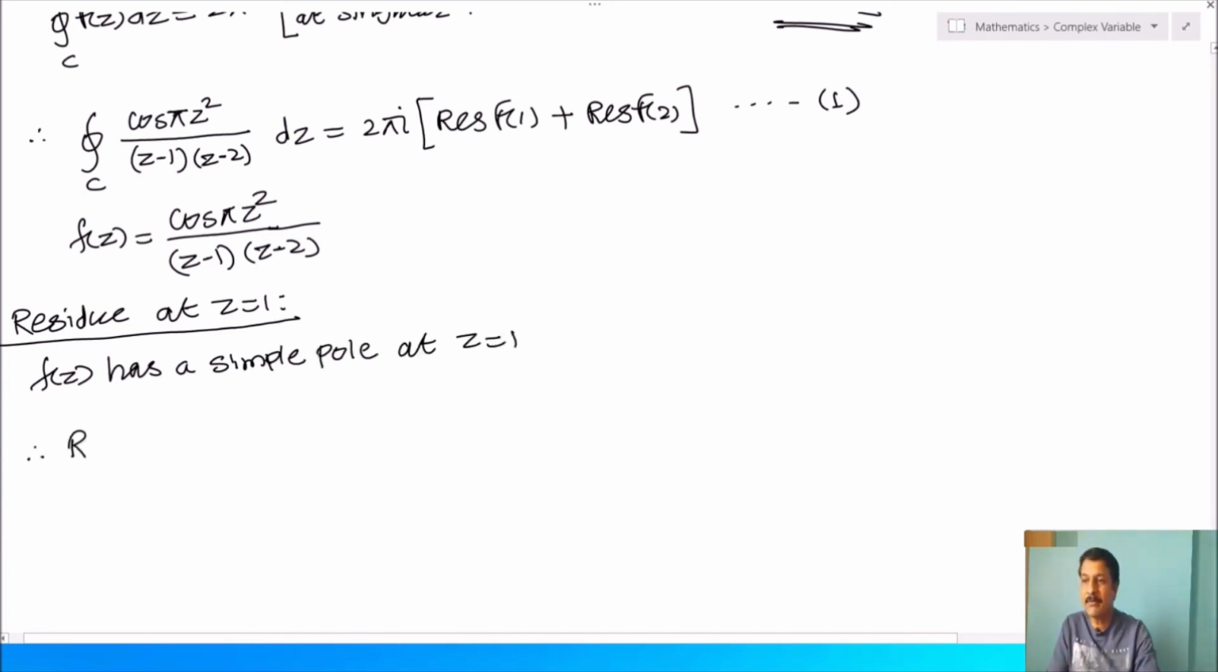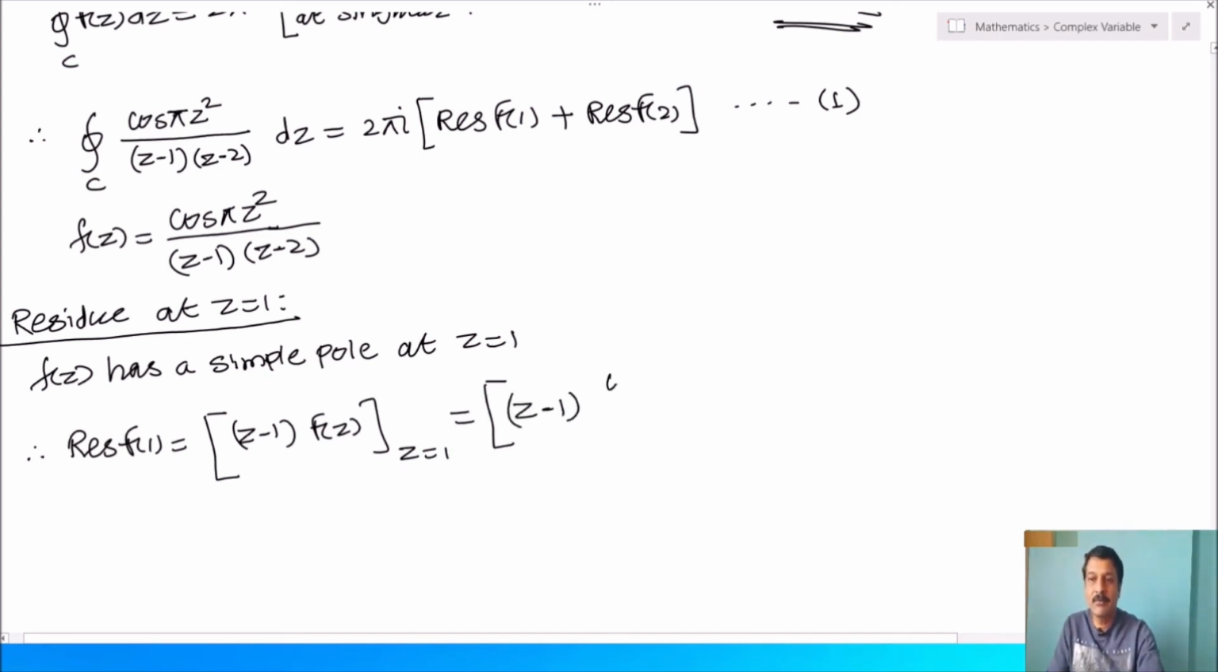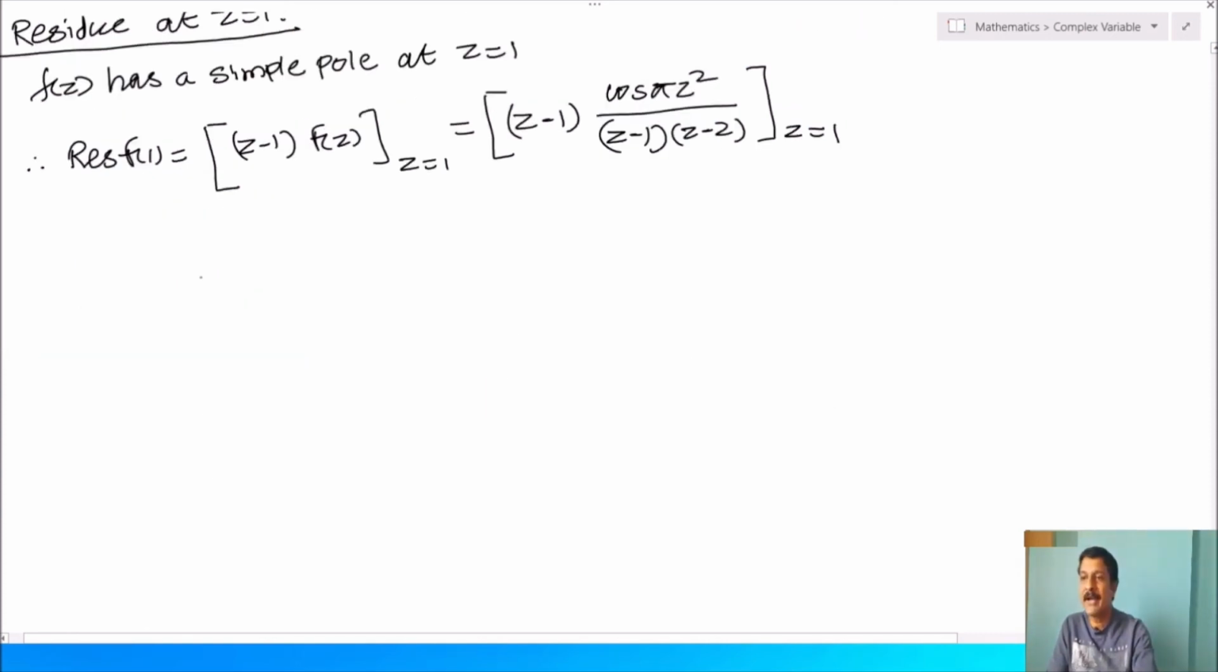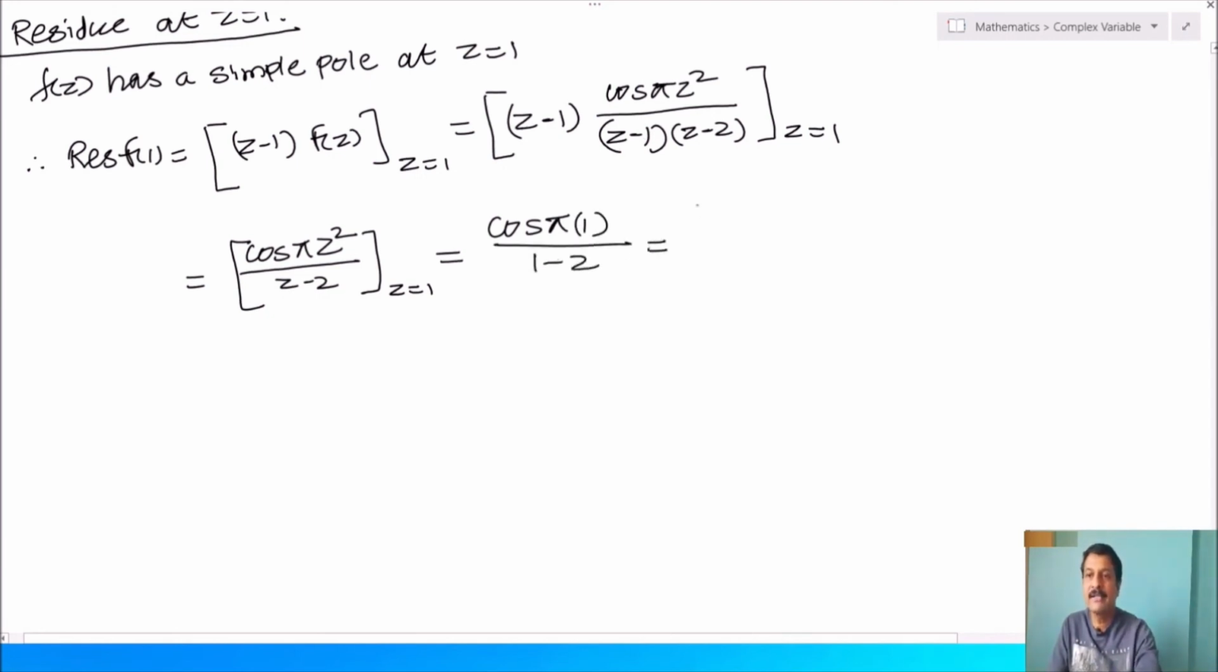Therefore, by the formula, the residue at 1 is equal to (z − 1) times f(z) at z = 1. So what does (z − 1) times f(z) mean? It is cos(πz²) / ((z − 1)(z − 2)) times (z − 1), at z = 1. Simplified, I get cos(πz²) / (z − 2) at z = 1, since z − 1 and z − 1 cancel. So cos(π) over 1 − 2, and cos π is −1, so −1 over −1. Therefore the residue at 1 equals 1.